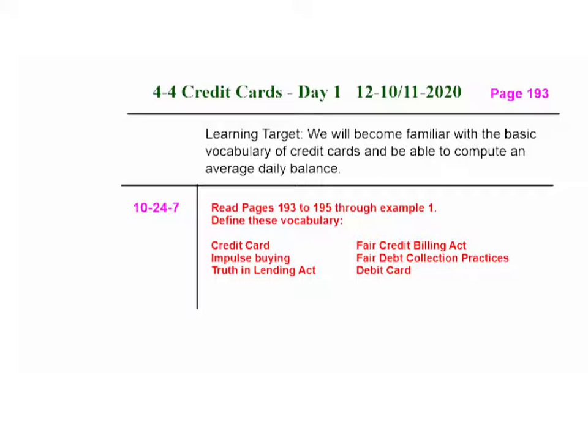Once you get your Cornell notes set up, please read pages 193 to 195 through to example 1 and define these vocabulary words: credit card, impulse buying, the Truth in Lending Act, the Fair Credit Billing Act, the Fair Debt Collection Practices, and debit card. Remember, you can stop this video and then restart when you're ready to proceed.